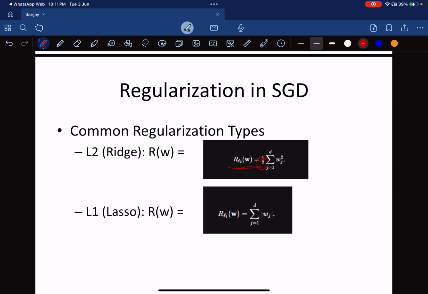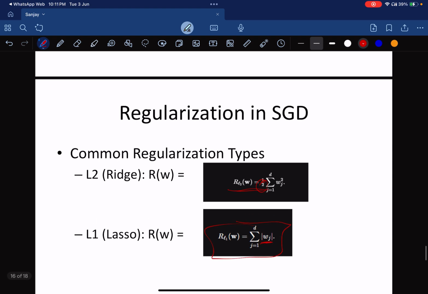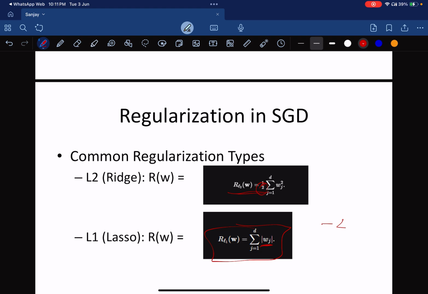For L1, this is the equation. It will find the modulus. This means if there is a weight lesser than 0, it will consider it as positive. So it will sum the absolute values of the weights and average them, and it will update its weights. Sorry, it will subtract the regularization from the loss.